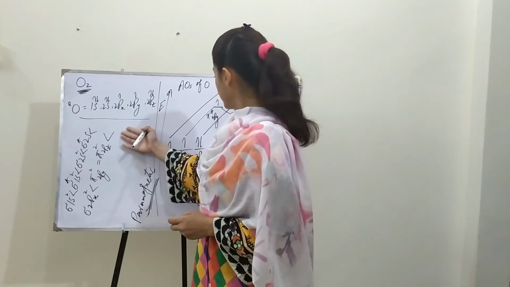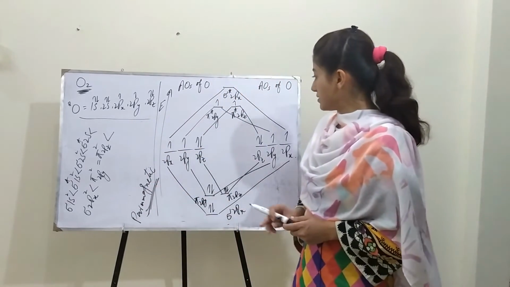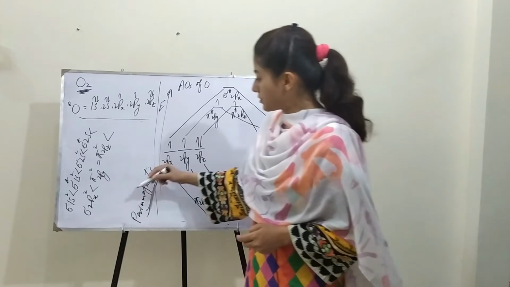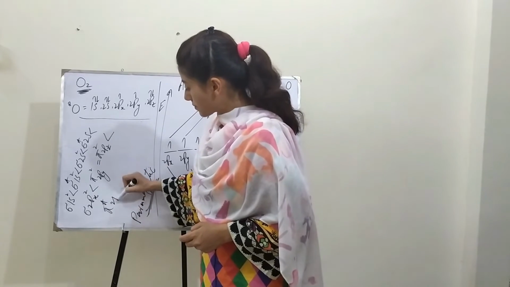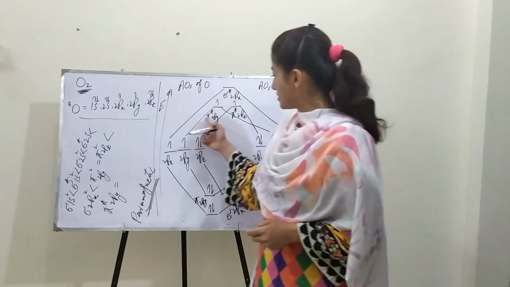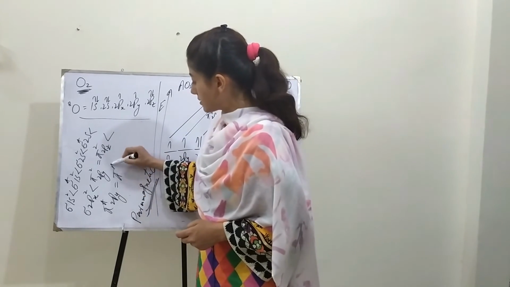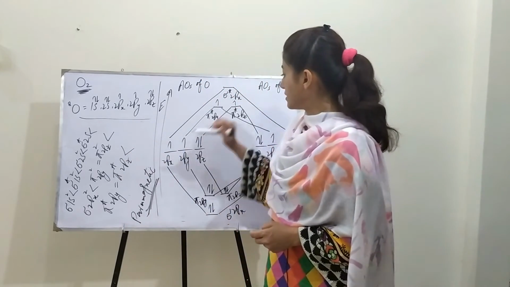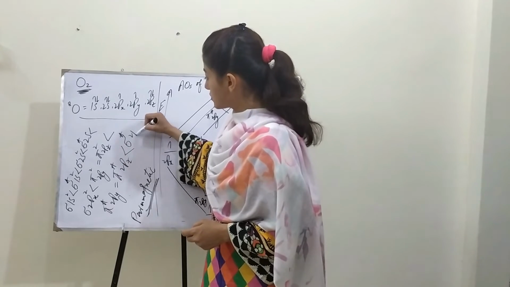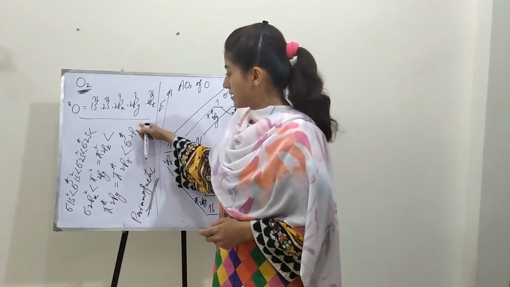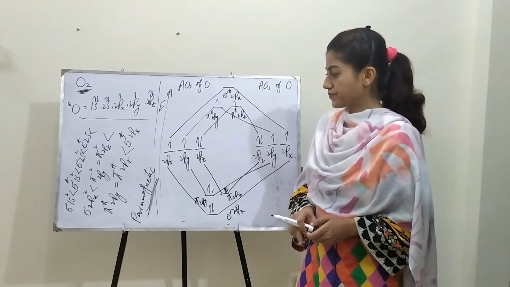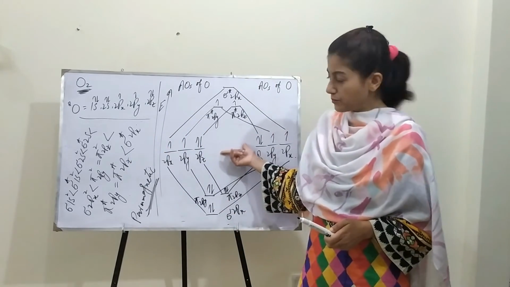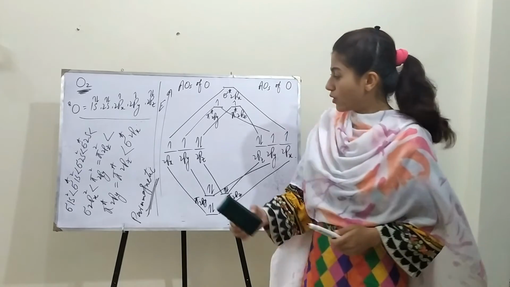Then their arrangement with respect to energy level. After this pi 2pz, here comes the pi star 2py. It is also at the same energy level as pi star 2pz, but at the lower energy level as compared to sigma star 2px. So here it comes to an end. So with the help of this molecular orbital representation, we can find out its bond order.